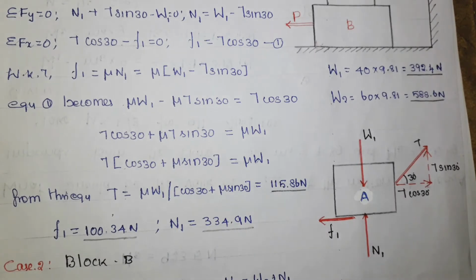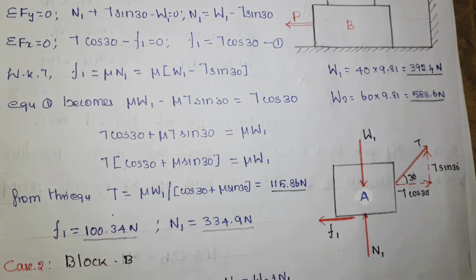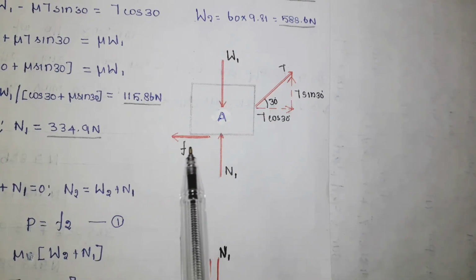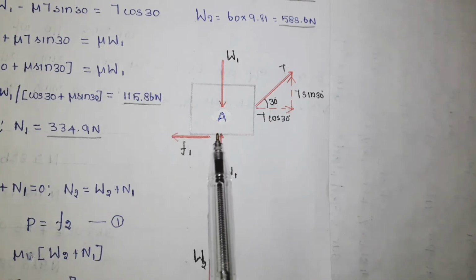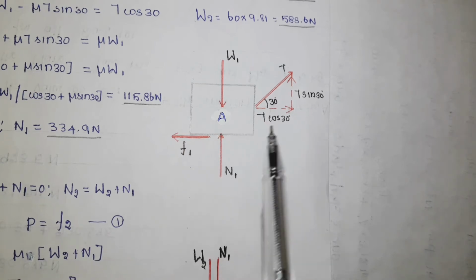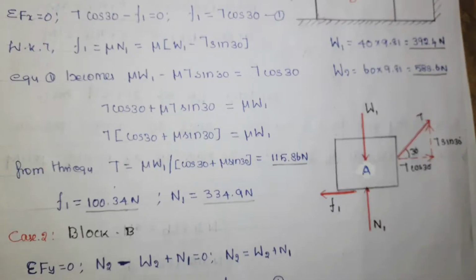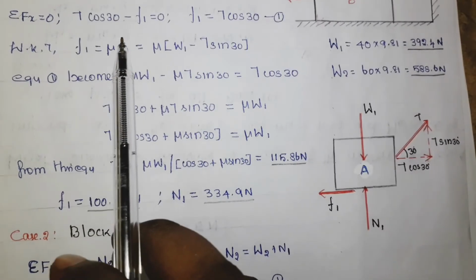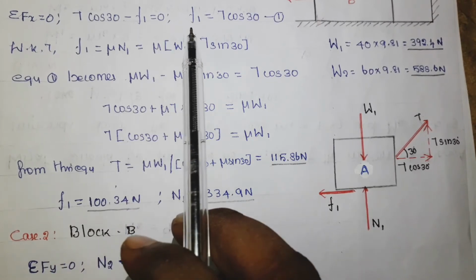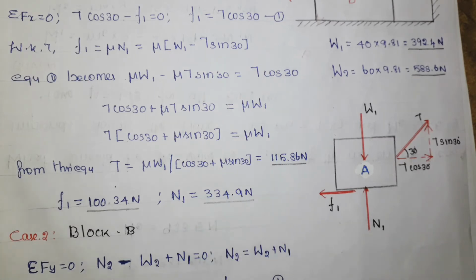Now let us apply the second equilibrium equation, summation of x equals 0. Again go back to the free body diagram. Now this is the free body diagram of the block A. There are two horizontal forces. One is F1 and the other one is T cos 30. Between these two, this is positive and this is negative. Now this equation becomes T cos 30 minus F1 equals 0, and F1 can be written as T cos 30. Let us take this one as equation number 1.